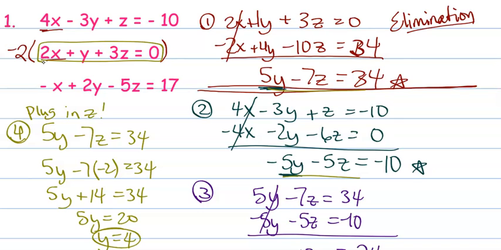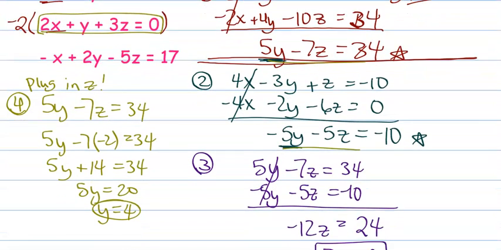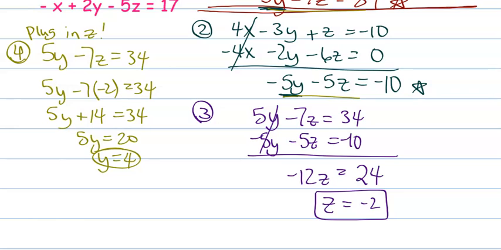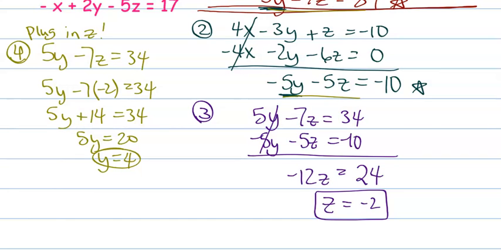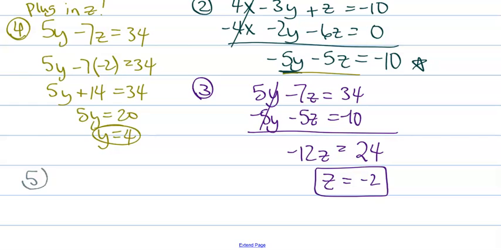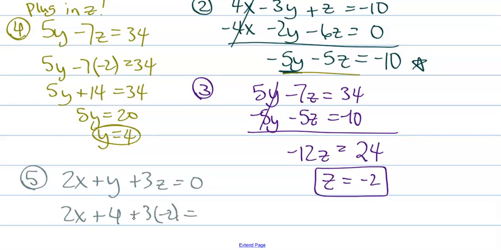So I'm going to rewrite that. Use the paper because I can't see it at the same time. My last color, oh, I don't know. How about this blue-gray color? And last step, I think I said this one, 2x plus y plus 3z equals 0. Now I'm going to plug in everything but x, so 2x plus 4 plus 3 times negative 2 equals 0.